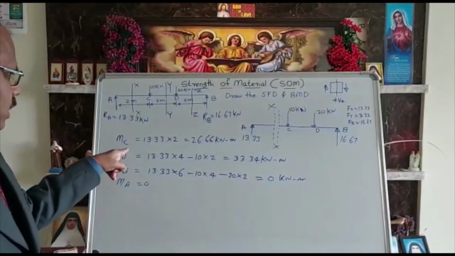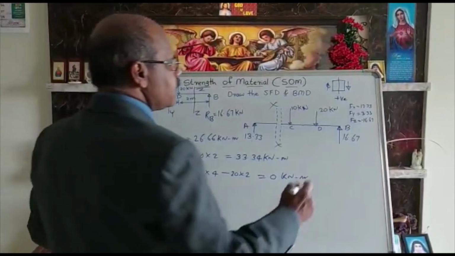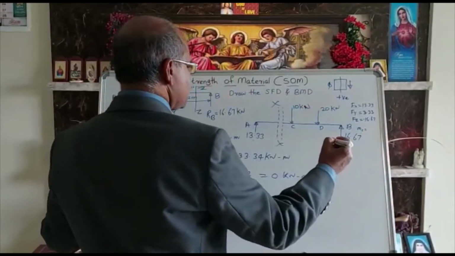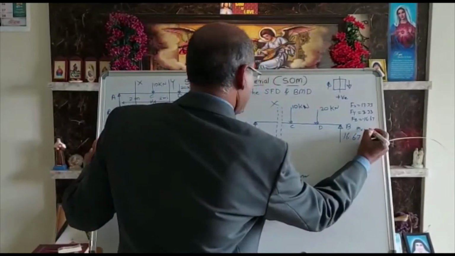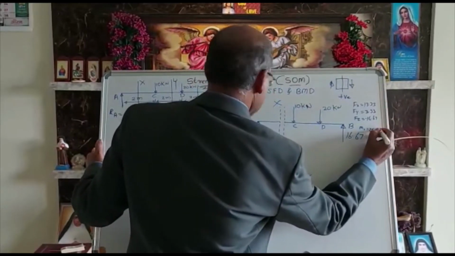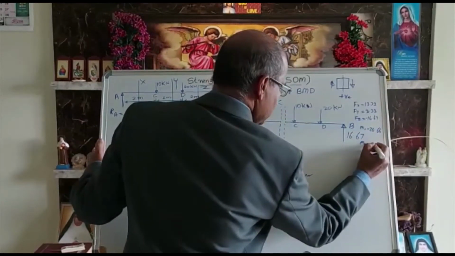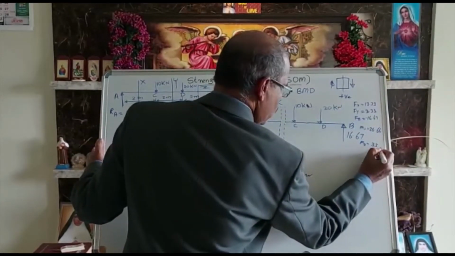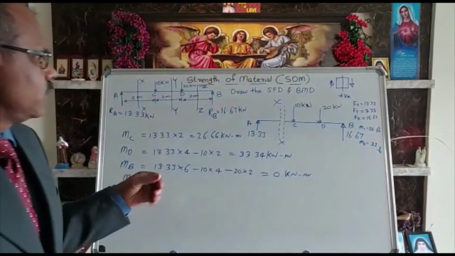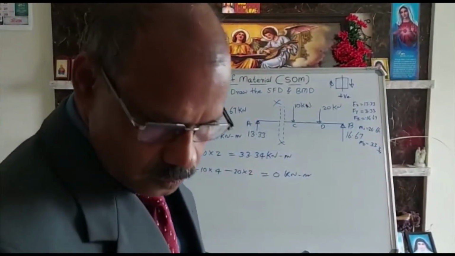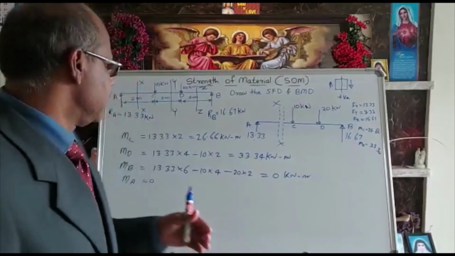Now we have got the values of MC. MC I am writing here. Always retain the values. MC is equal to 26.66 and MD is 33.34. Retain the values, as that will help us to make the diagram. Now I am going to make the diagram.